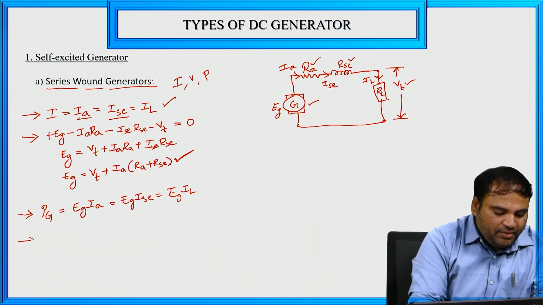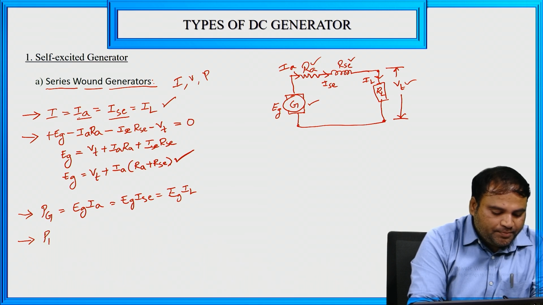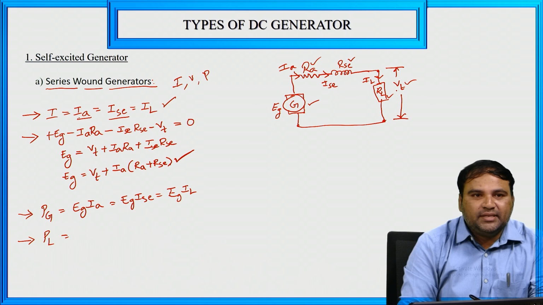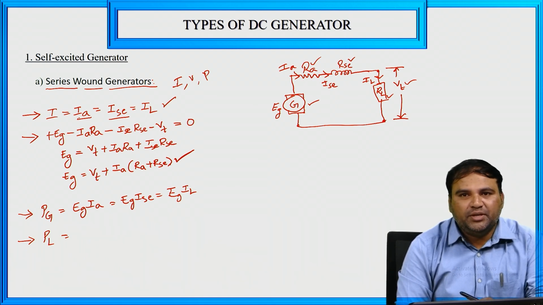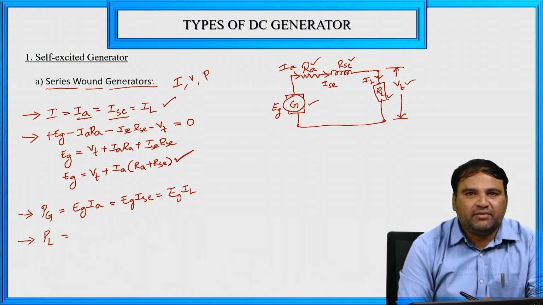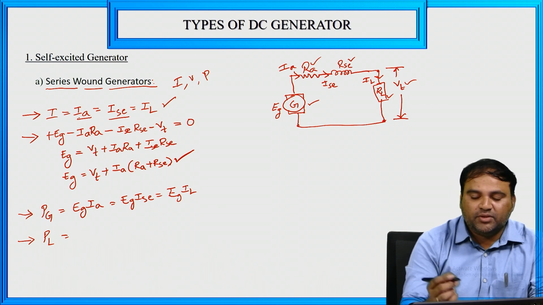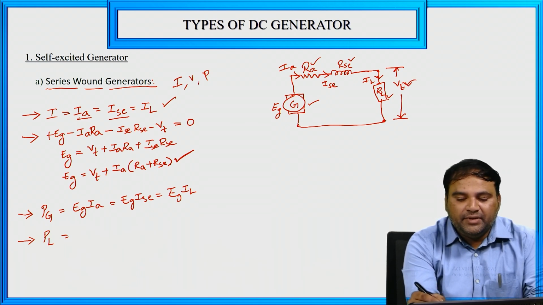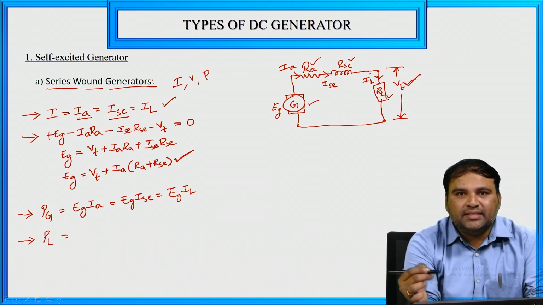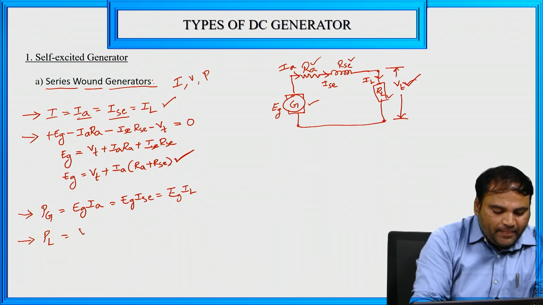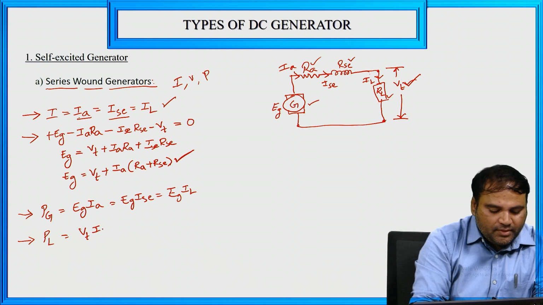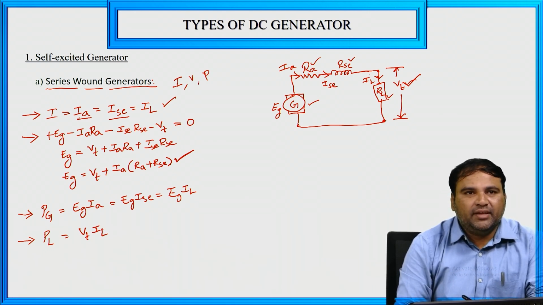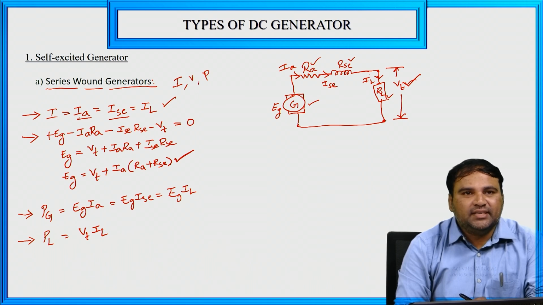Similarly, power from the load. So PL is equal to, already we know the power equations, V into I, I square R or V square divided by R. So take any one equation. Here I am taking P equal to V into I. In the place of V, VT is there, in the place of I, IL is there. So now I am taking VT into IL.